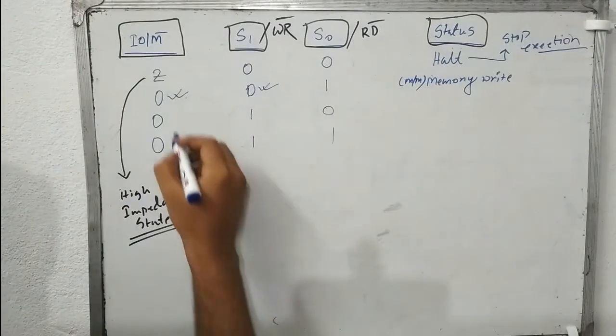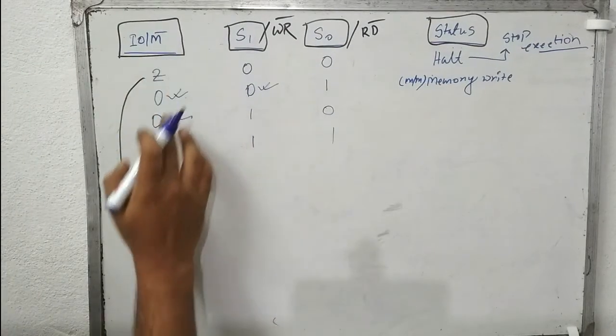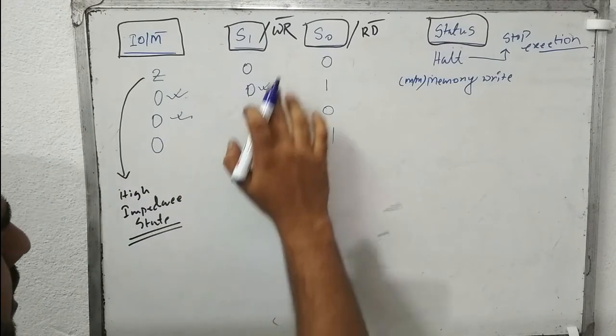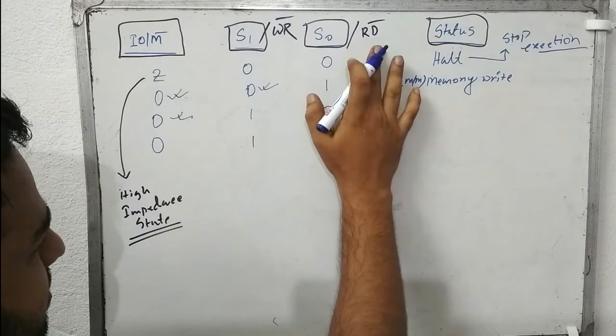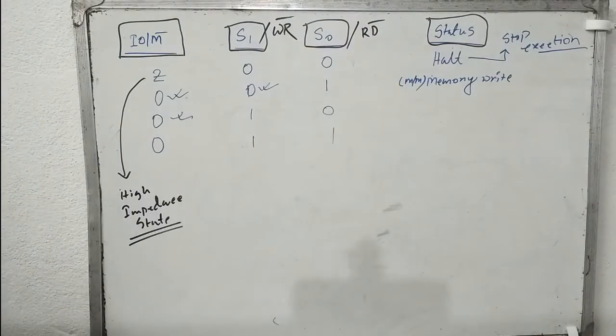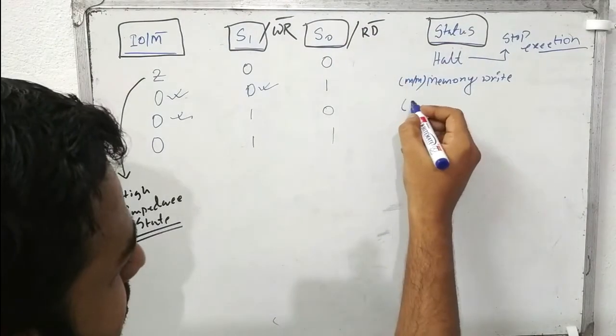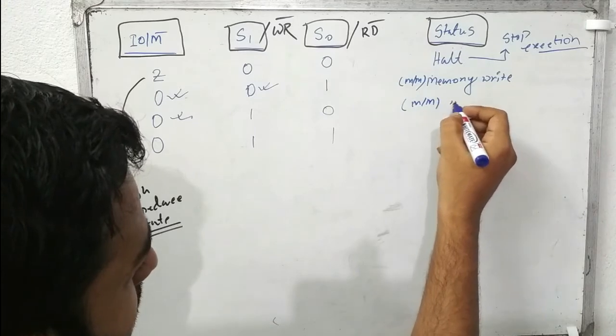Here is also a memory operation, as you can see, 0, but here is 1, which means the write operation will be deactivated, but 0 here means the read operation will be activated. So in that case a memory read operation will be performed.